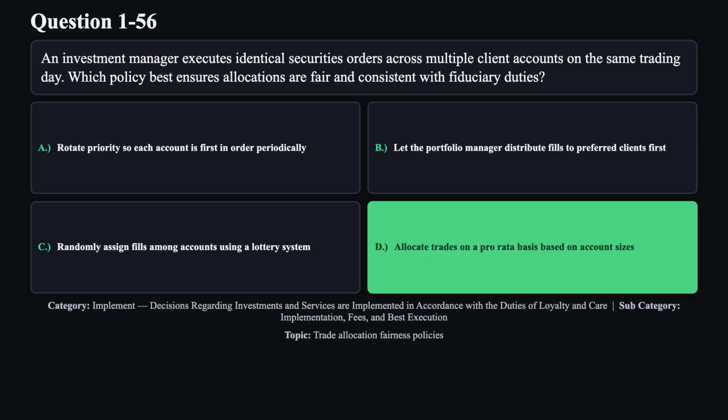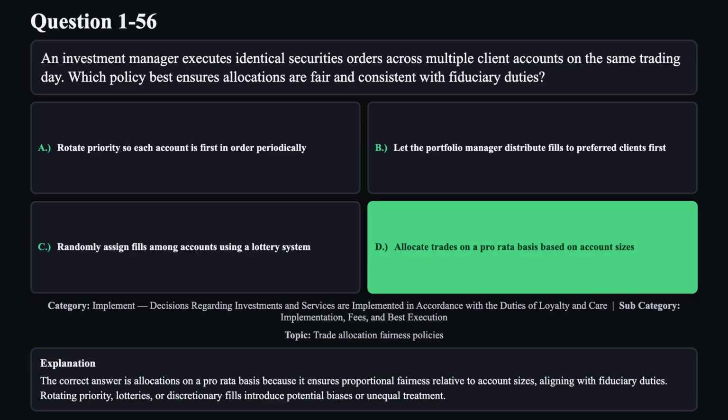The correct answer is D. The correct answer is allocations on a pro rata basis because it ensures proportional fairness relative to account sizes, aligning with fiduciary duties. Rotating priority, lotteries, or discretionary fills introduce potential biases or unequal treatment.